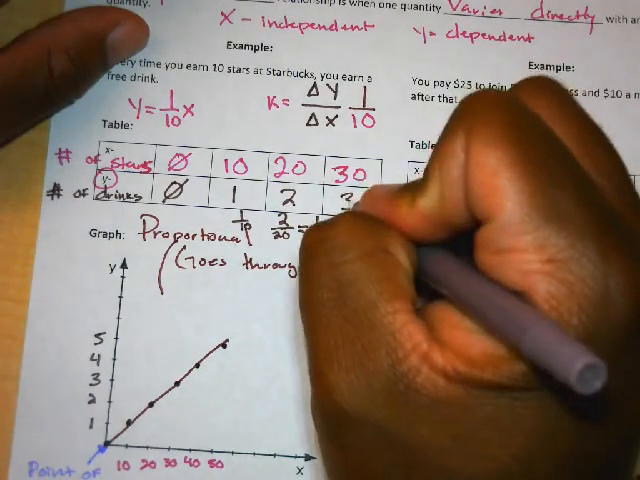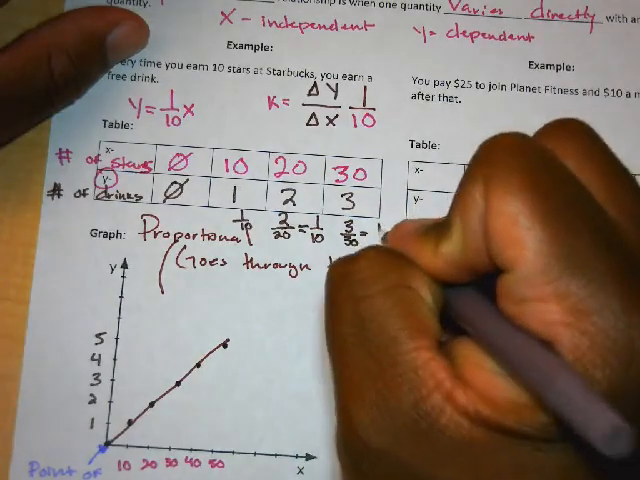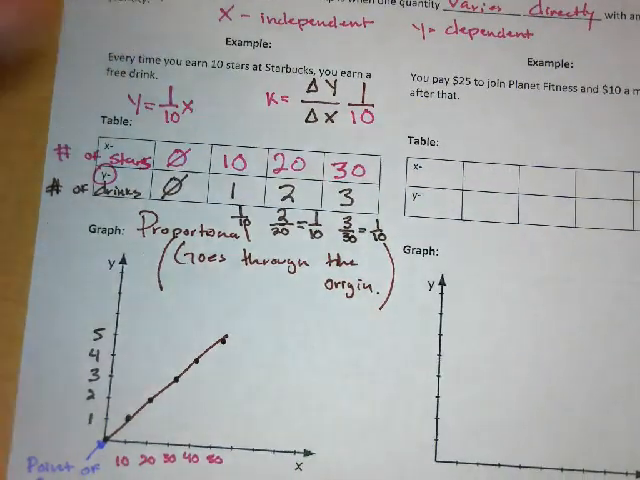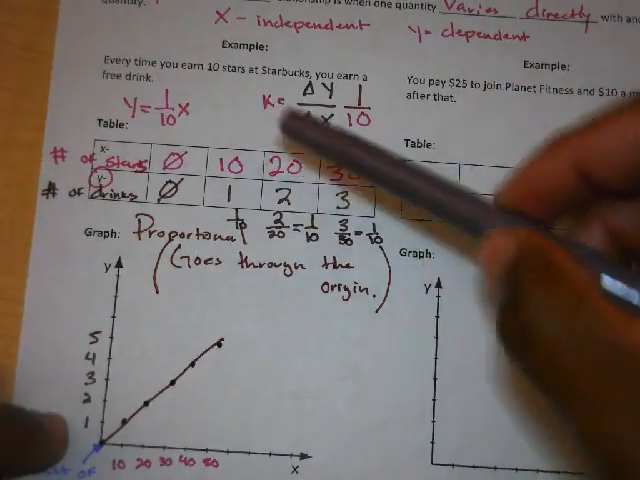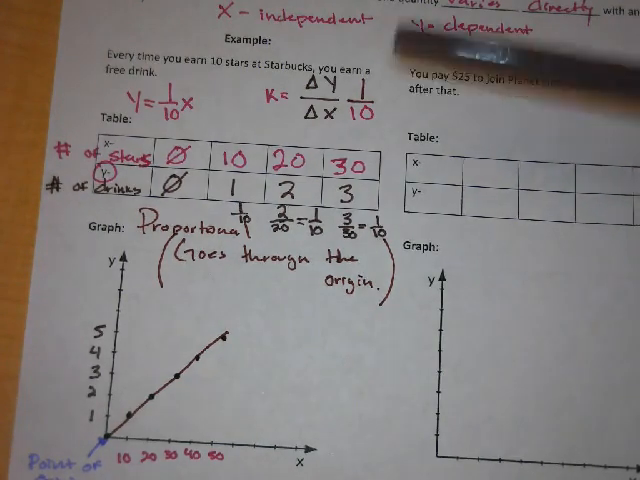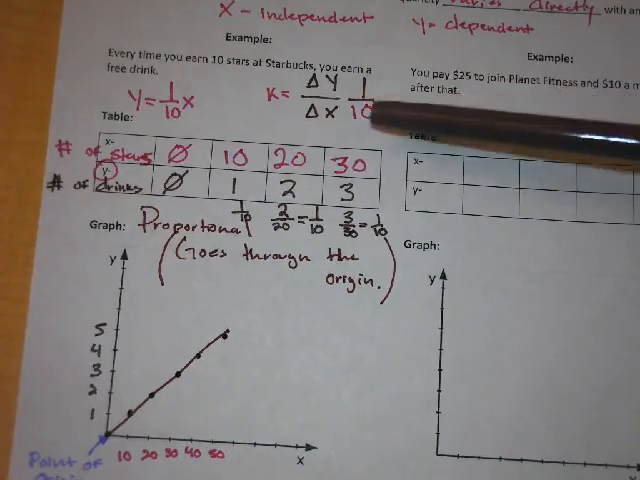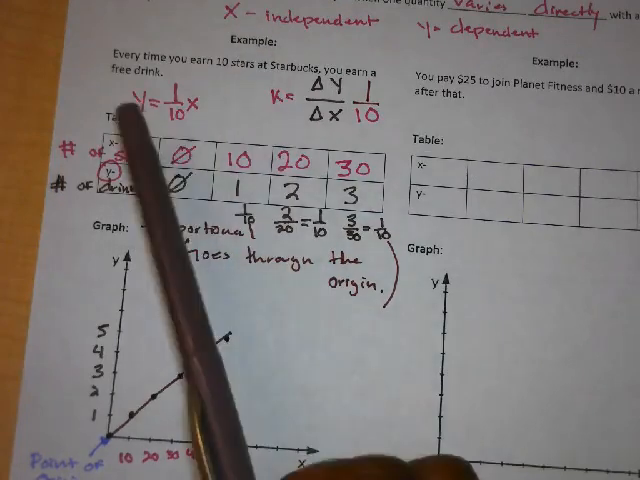If I had 3 over 30, again, that simplifies to 1/10. So it is definitely a proportional table because all of the values, 1 over 10, 2 over 20, 3 over 30, all equal the same thing. So we know for sure that that table is proportional. And we can make an equation to fit this table by simply saying, well, if we take the change in y over the change in x and multiply by the x value, you will get the y value.